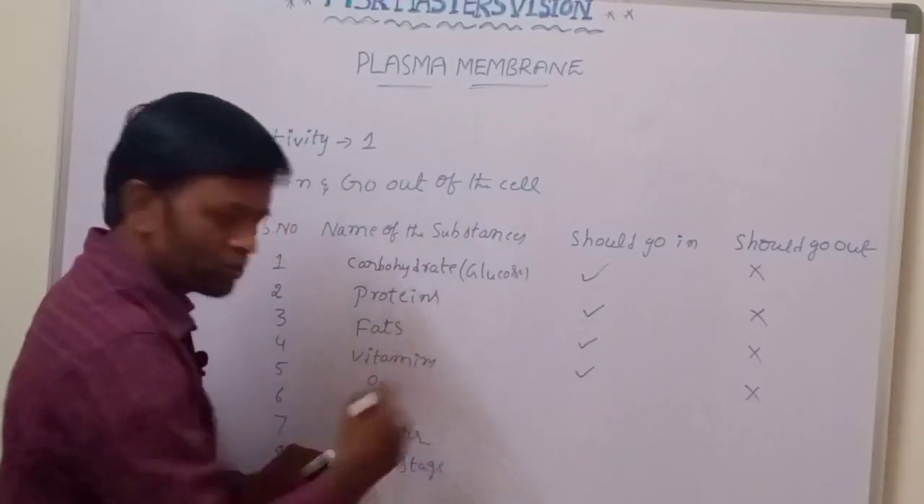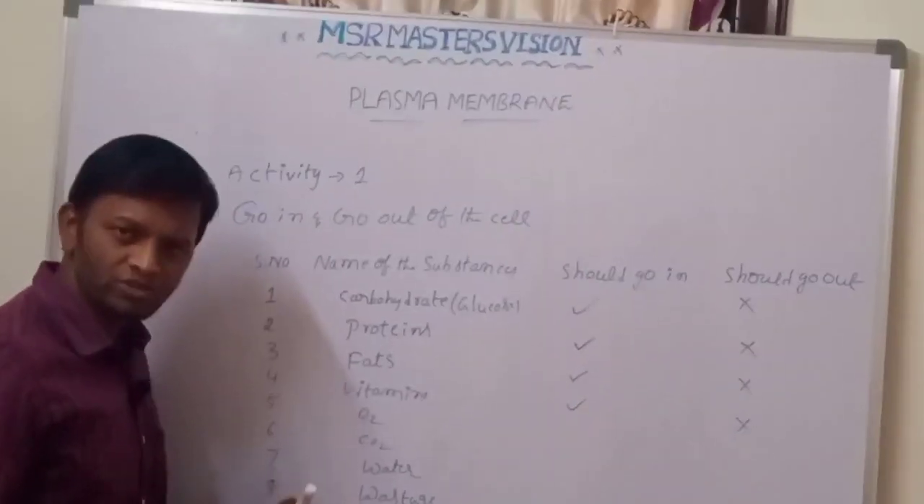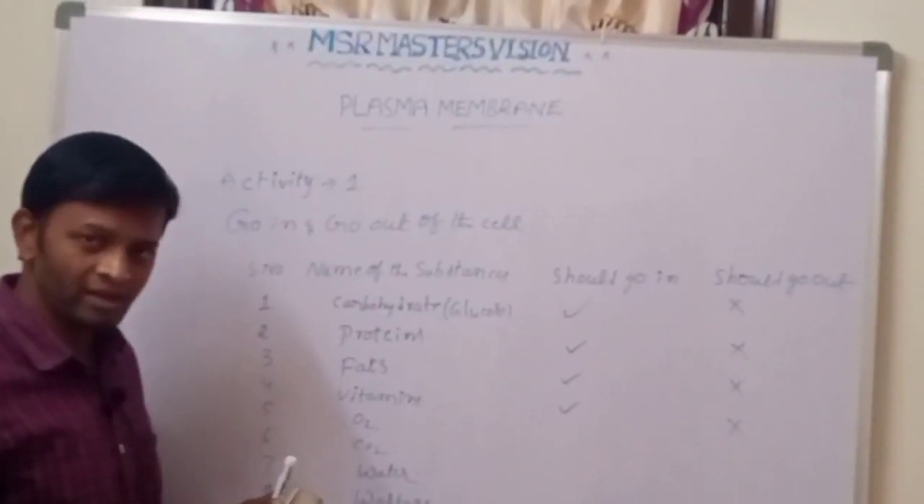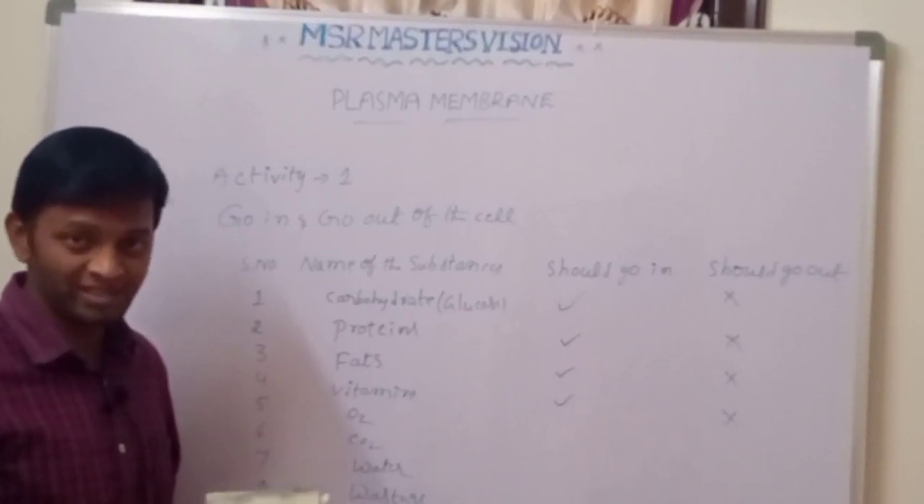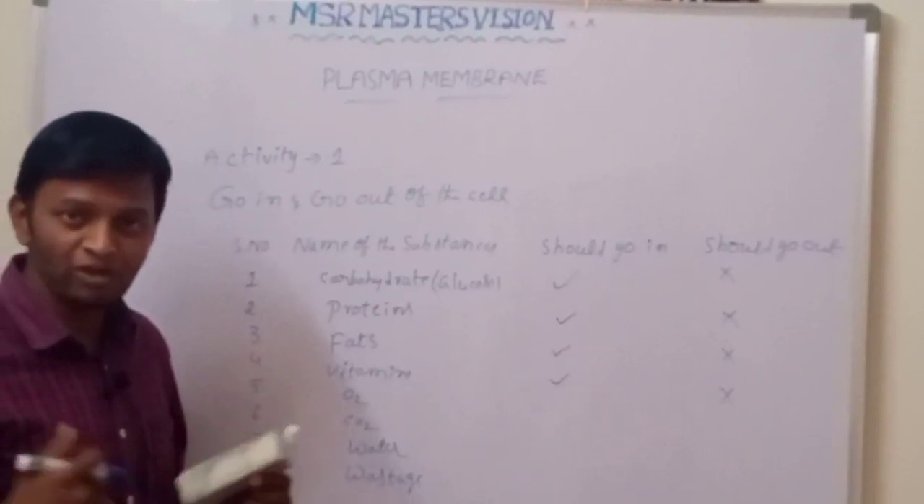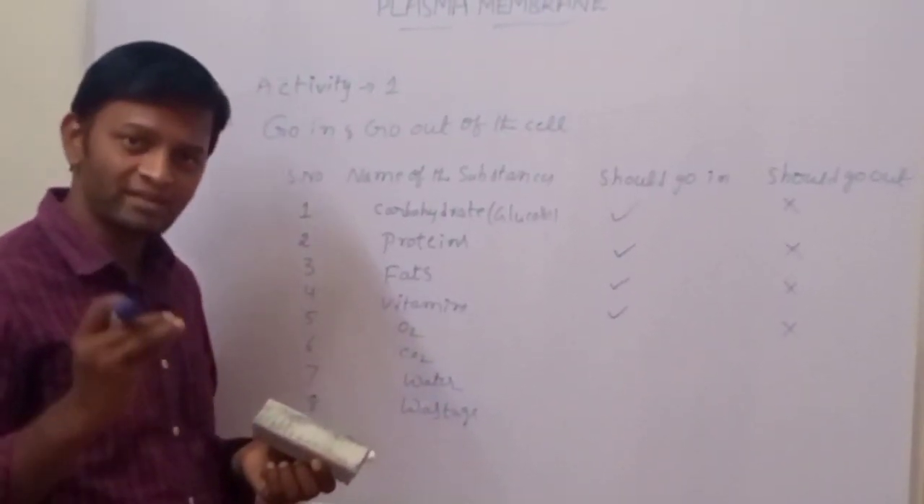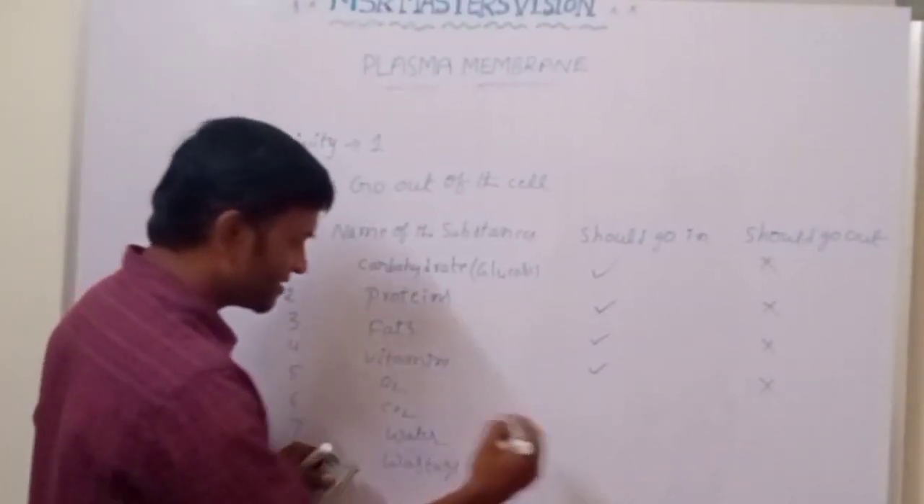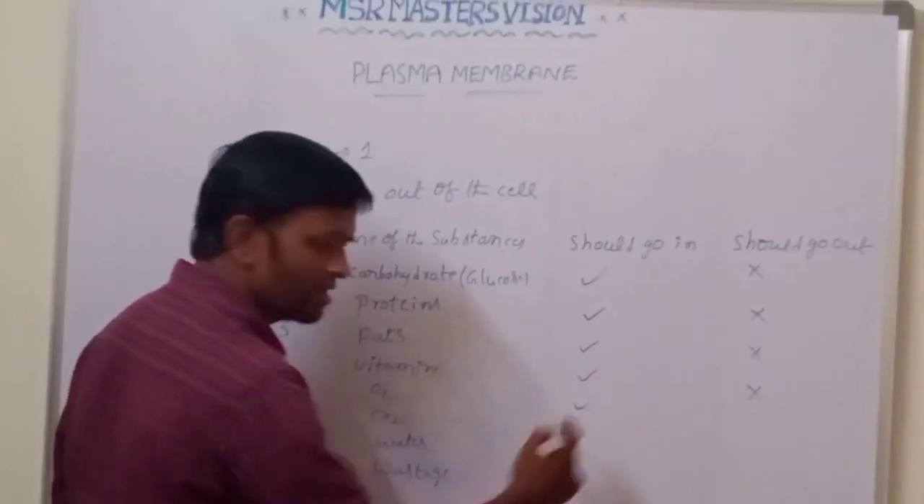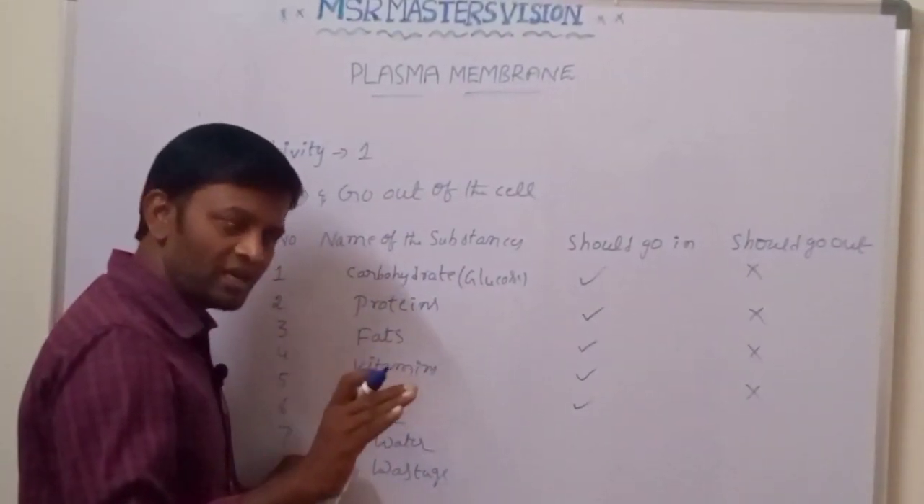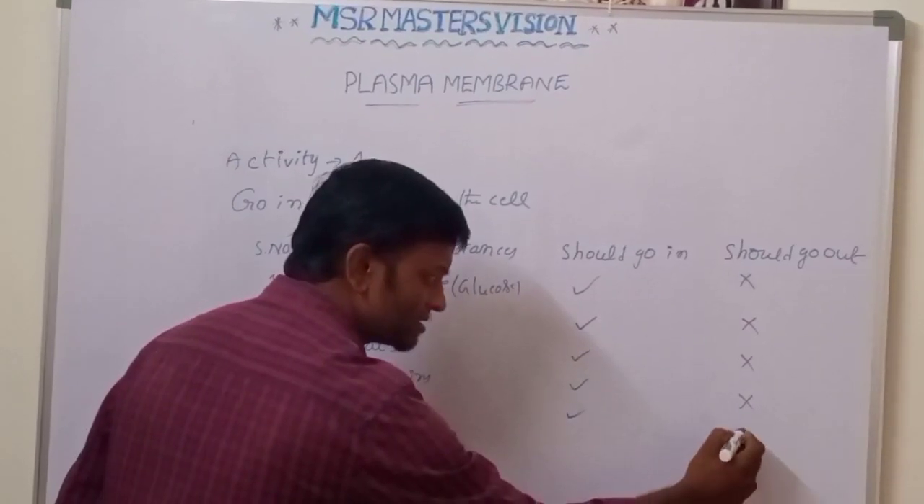It should go into the cell. Right. Next, if you take oxygen, is it needed or not? Yes, oxygen is needed for our cellular respiration. That is why oxygen enters inside the cell. So we can say oxygen should go into the cell. It should not go out of the cell.